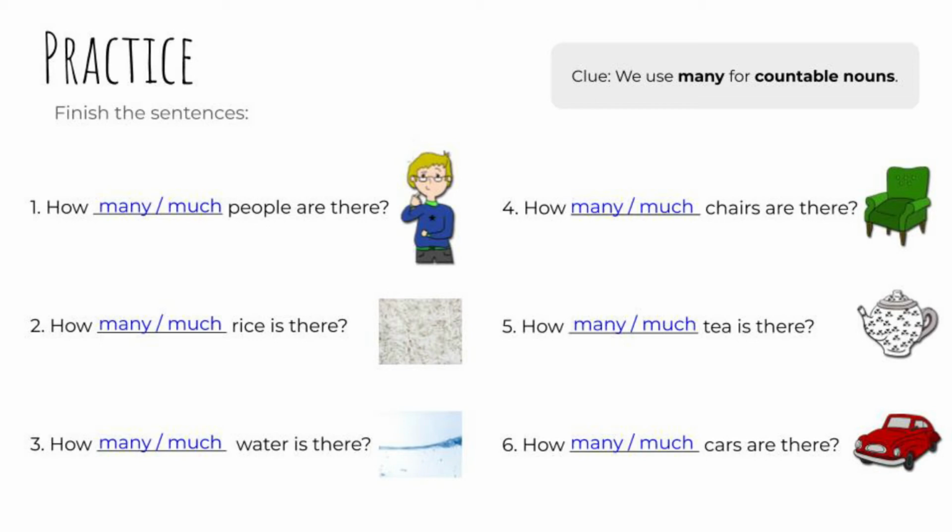Okay, number 1. How many people are there? We can count people, so we use many. 2. How much rice is there? Rice is uncountable. We use much. 3. How much water is there? Water is uncountable. We use much.